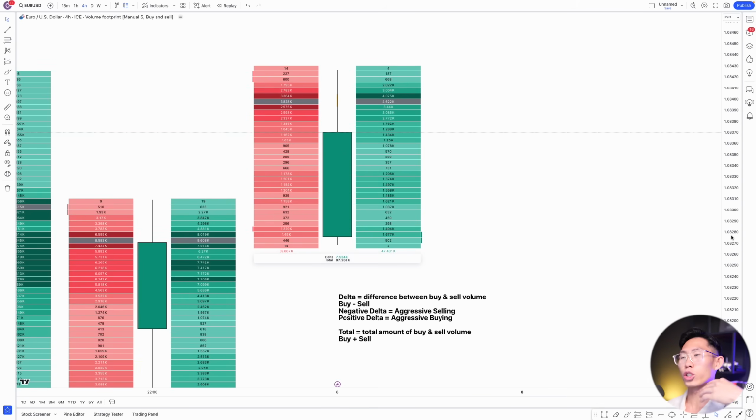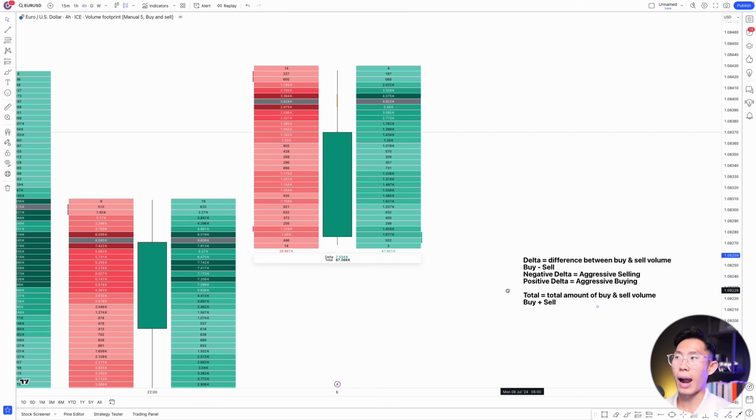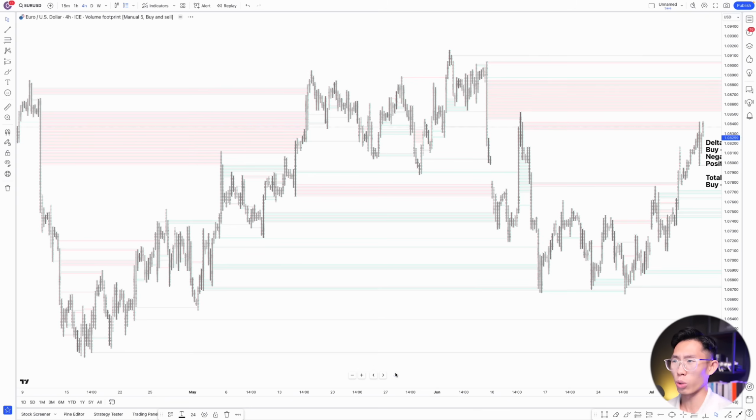Now let's talk about how to actually trade it, how to add it into our trading arsenal. First things first, this is a very important thing to note: I don't really like to jump straight into the footprint charts, because this is what your charts will look like. If you just jump straight in, it's very hard to understand what's actually going on.